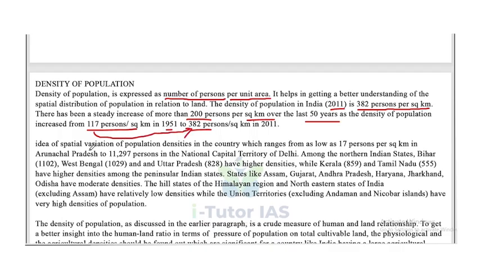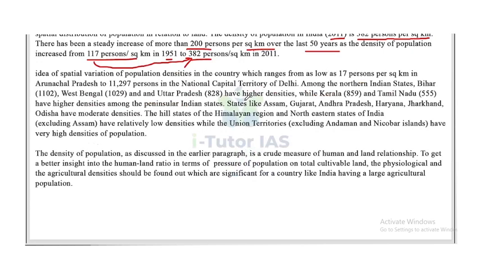Now, the spatial variation of population densities in the country ranges from as low as 17 persons per square kilometer in Arunachal Pradesh to 11,297 persons in the National Capital Territory of Delhi. Among the northern Indian states, Bihar, West Bengal and Uttar Pradesh have higher densities, while Kerala and Tamil Nadu have a higher density among the peninsular Indian states. States like Assam, Gujarat, Andhra Pradesh, Haryana, Jharkhand and Odisha have moderate densities.